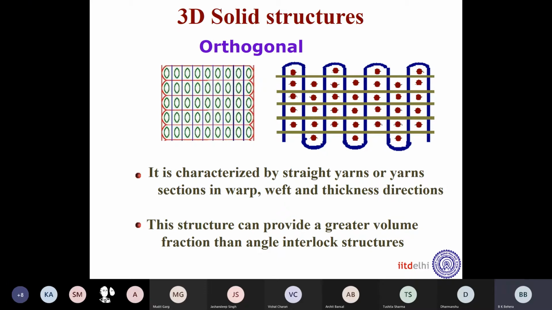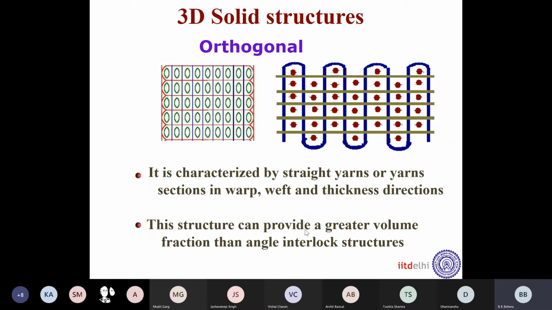Greater in the sense it can go as high as 40, 50, 55, and even in literature it is reported that with orthogonal you can produce fabric up to 60% fiber volume fraction. That means 40% will still remain empty space, voids filled with air. That is the meaning.